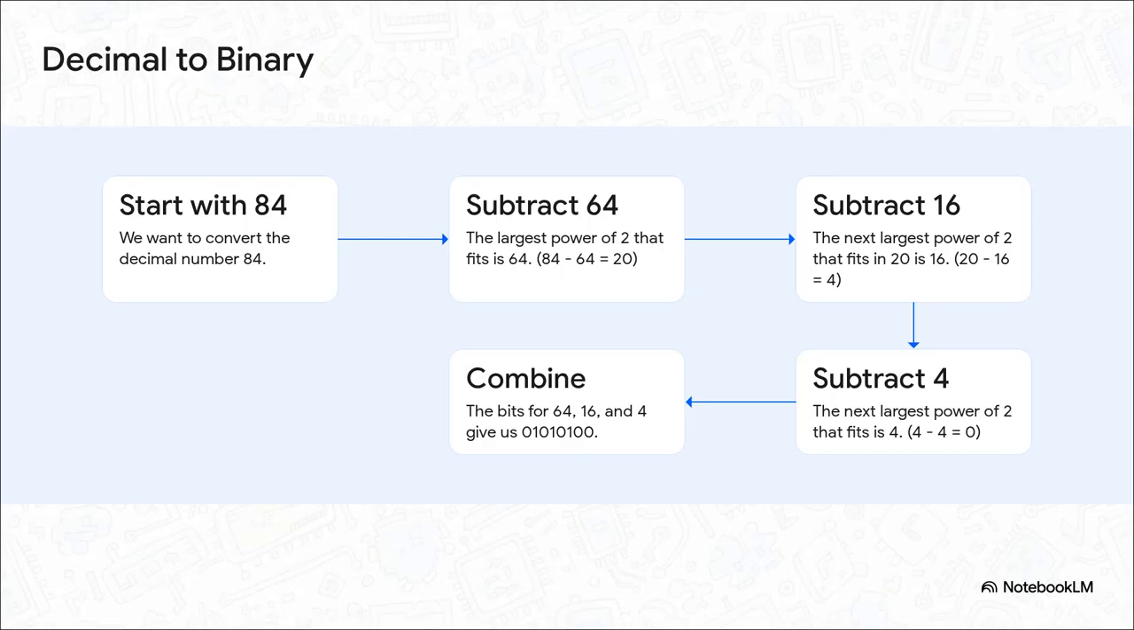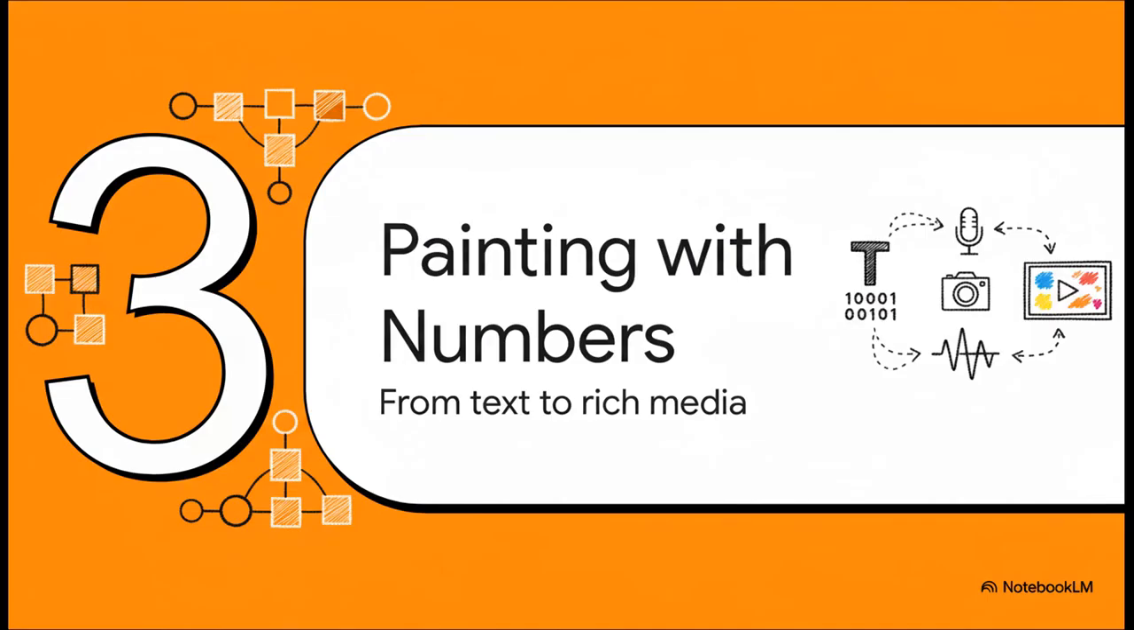So how does 84 even become that string in the first place? Well, it's really just a different way of counting. Our system is base 10. Binary is base 2, built on powers of 2. So to represent 84, a computer just asks, what combination of powers of 2 adds up to 84? In this case, it's 64 plus 16, plus 4. The binary string is just the computer's way of keeping track. It puts a 1 for the numbers it used and a 0 for the ones it skipped. Simple as that.